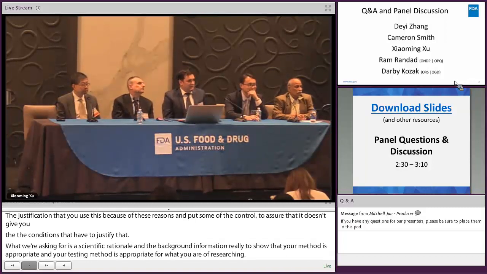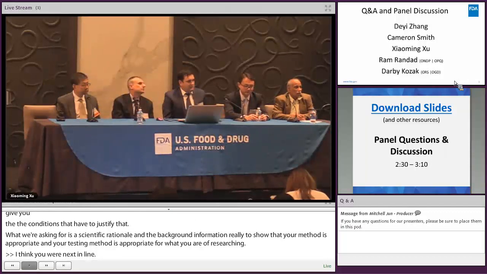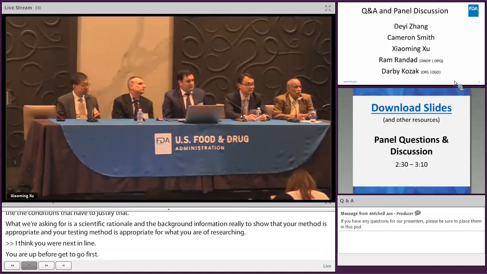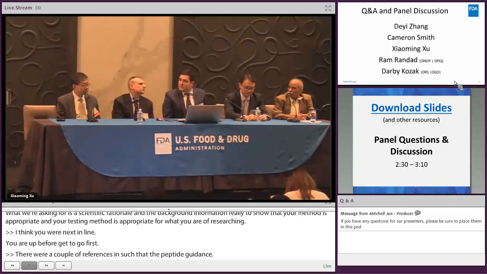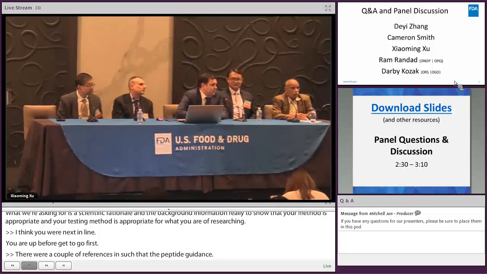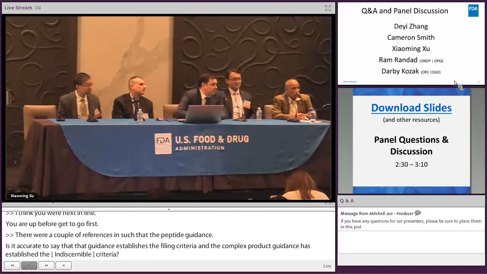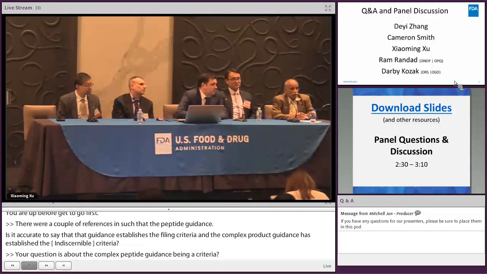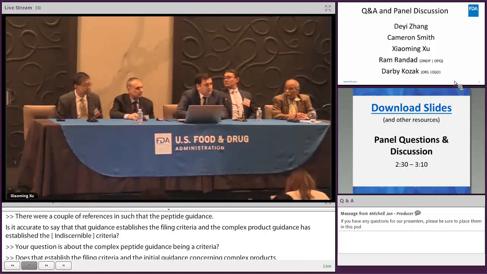Hi. There were a couple of references to the synthetic peptide guidance in the presentation. Is it accurate to say that that guidance establishes the filing criteria and then the complex product guidance has established the review criteria? Does that establish the filing criteria, the eligibility for the ANDA pathway, and then the additional guidance concerning complex products supply the review criteria, or is the peptide guidance a review document? Are those the standards you apply on approval?